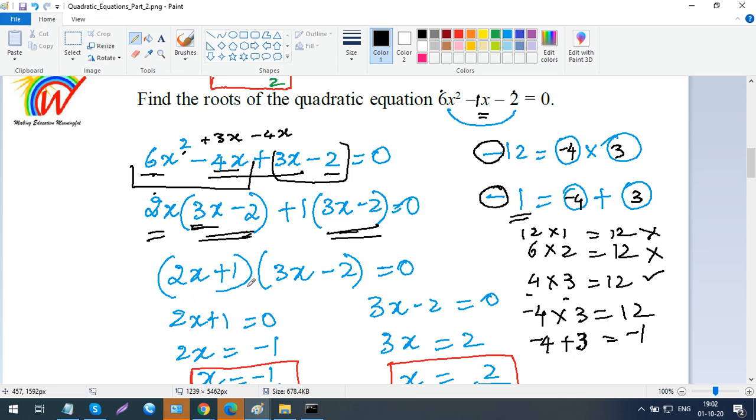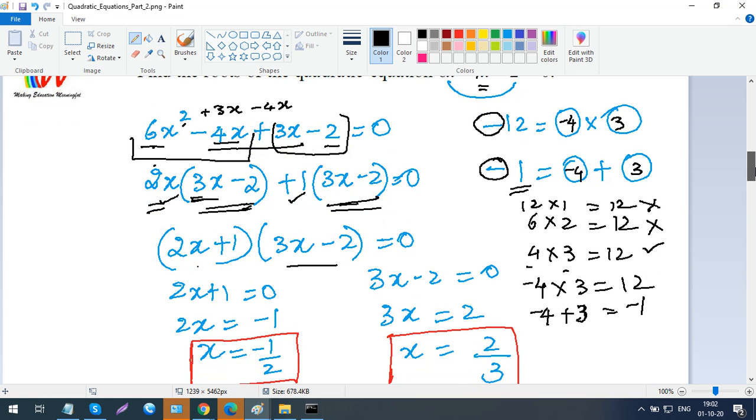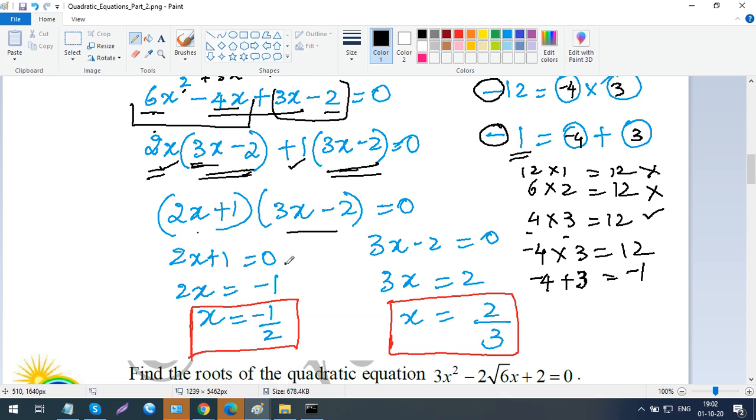So write 3x minus 2 once and write the remaining, that is 2x plus 1 once. Now equate both the terms to 0. Take 2x plus 1, equate it to 0. Take 3x minus 2, equate it to 0. And then solve for x. Move the 1, then move the 2. Here also you move the 2, then move the 3. So you know this thing, right? So these are the solutions.